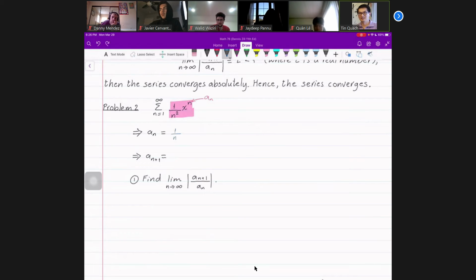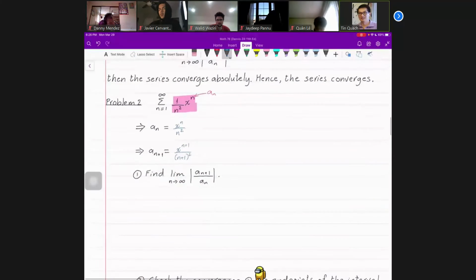I'm going to write like this. So what is a sub n plus 1? So a sub n plus 1, you just replace n with n plus 1. So that is n plus 1 squared, right?